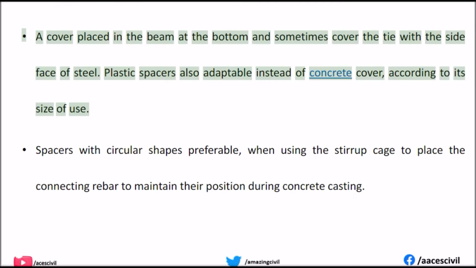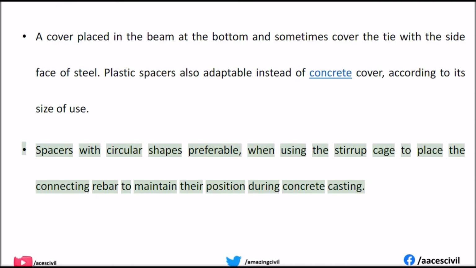Plastic spacers are also adaptable instead of concrete cover, according to the size of use. Spacers with circular shapes are preferable when using the stirrup cage to place the connecting rebar to maintain their position during concrete casting.